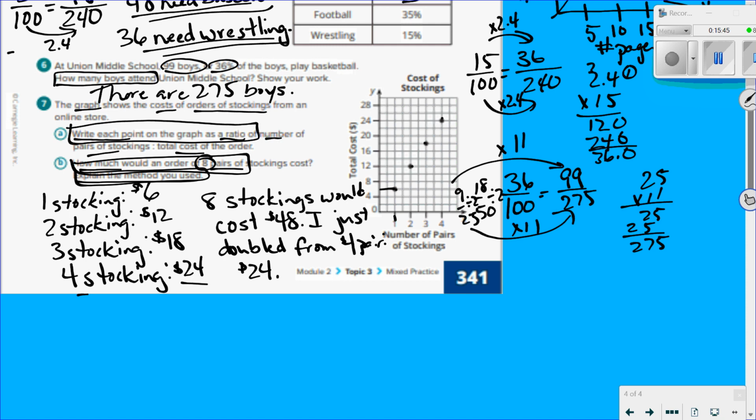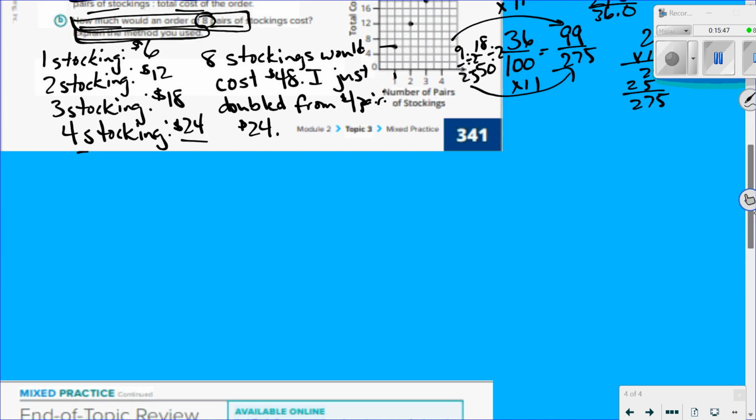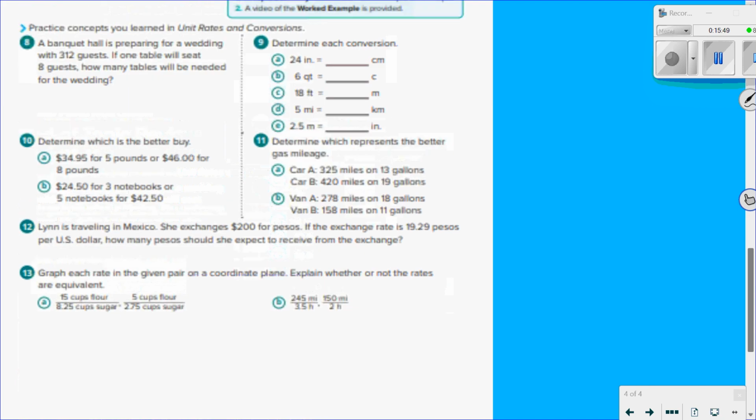Okay, let's go to the second page. A banquet hall is preparing a wedding with 312 guests. 1 table will seat 8 guests. How many tables will be needed? This is just a straight up division problem, guys. 312 divided by 8. 31 is going to go 3 times. 24 gives me 72. 72 is going to go 9 times.